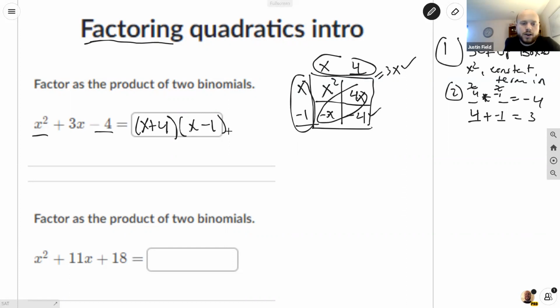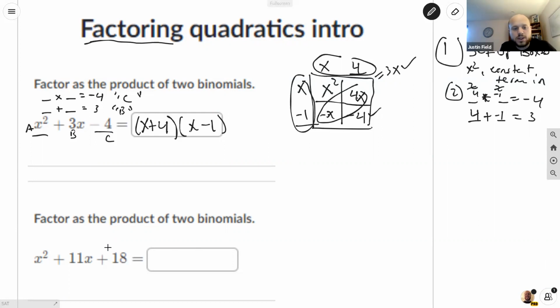A lot of times people don't like to do the boxes. They like to just think in their head, what two numbers multiply to negative 4, and those same two numbers have to add to 3. And we call that first coefficient A, the second coefficient B, the third coefficient C. So what two numbers multiply to C and add to B? You might hear that. So if you do that, that's absolutely fine.